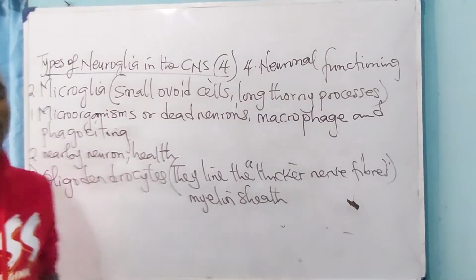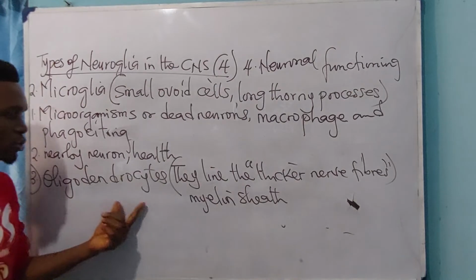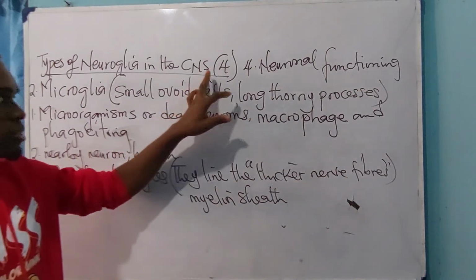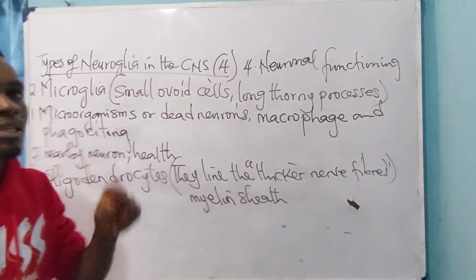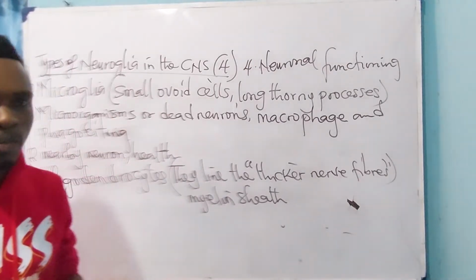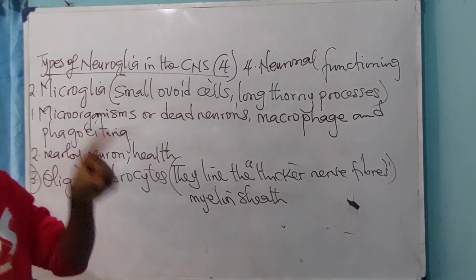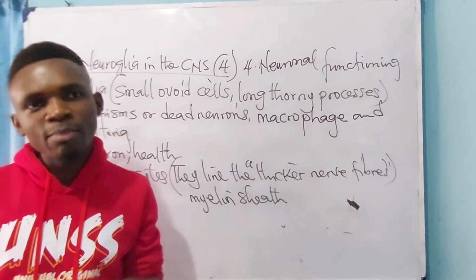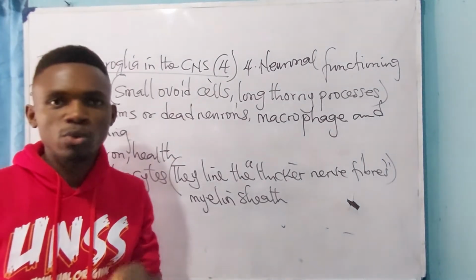Now, I said something in our previous class. I said the function of the oligodendrocyte in the central nervous system is the same as the function of the Schwann cells in the peripheral nervous system. Then I also said that the function of the astrocytes in the central nervous system is the same as the function of the satellite cells in the peripheral nervous system.